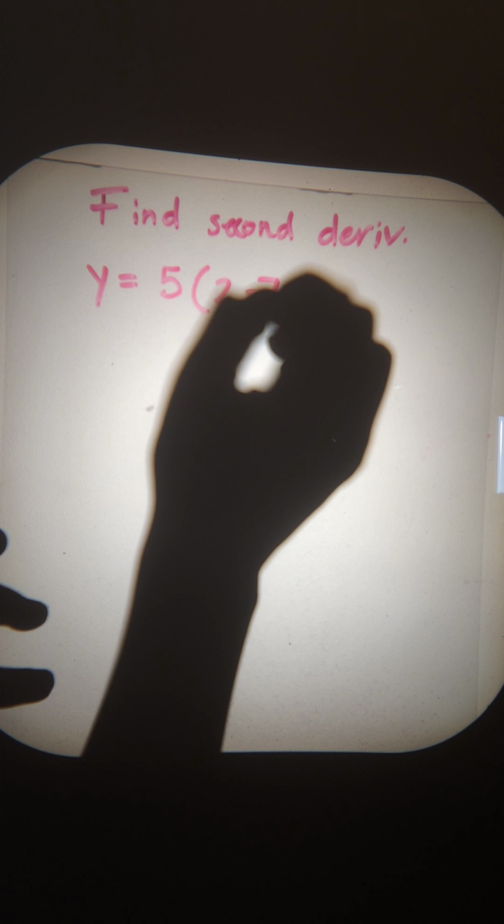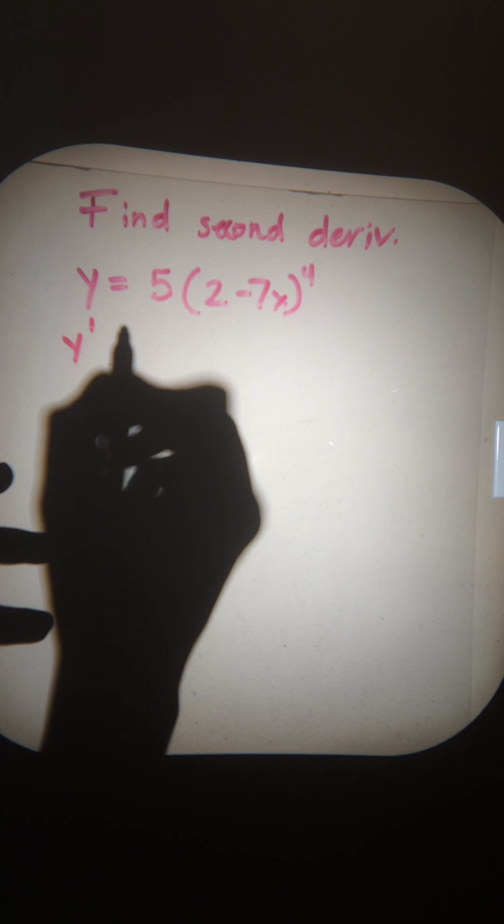Alright, let's look at one more thing that's a little bit more challenging. What if it asks you to take the second derivative? So here we're asking, find the second derivative of y equals 5 times 2 minus 7x to the 4th.